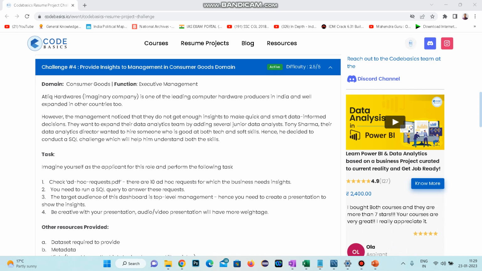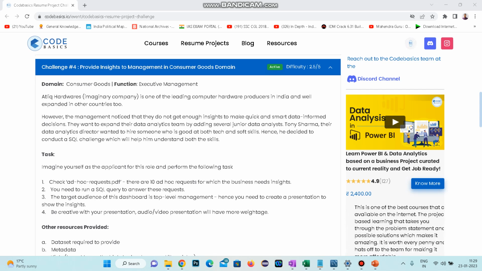Today I am here with the Codebasics Resume Project Challenge, which is the fourth project by the Codebasics team. This project is related to providing insights to management in the consumer goods domain. Here we are working for Atliq Hardwares, an imaginary company that is one of the leading computer hardware producers in India and well expanded in other countries too.